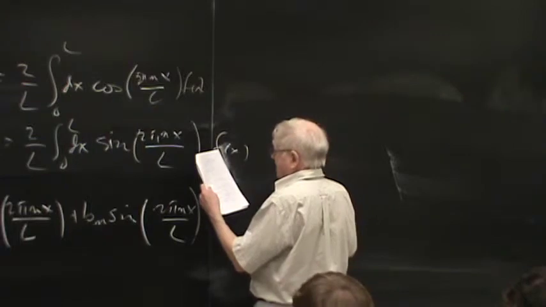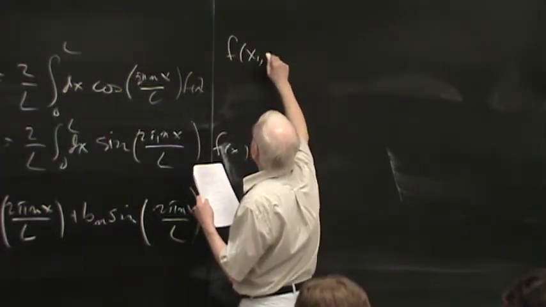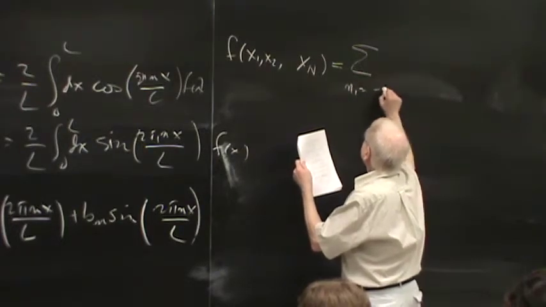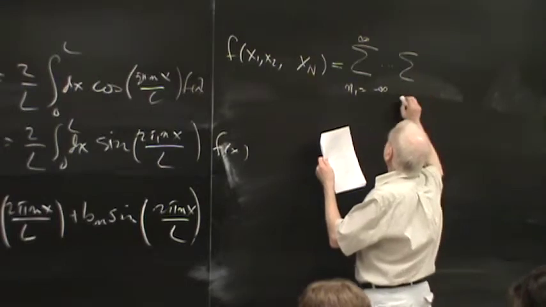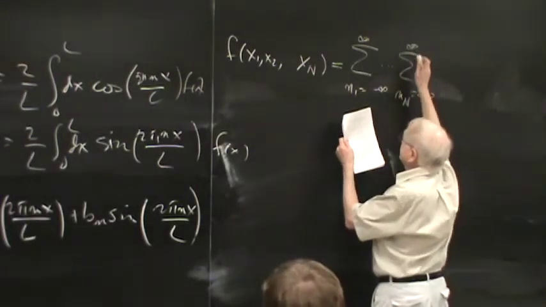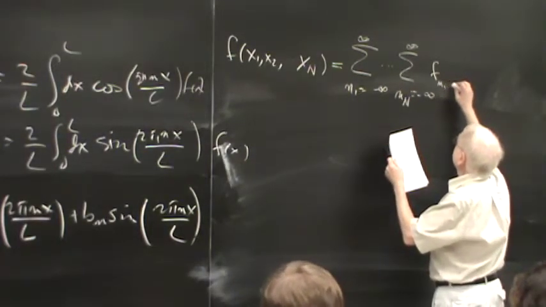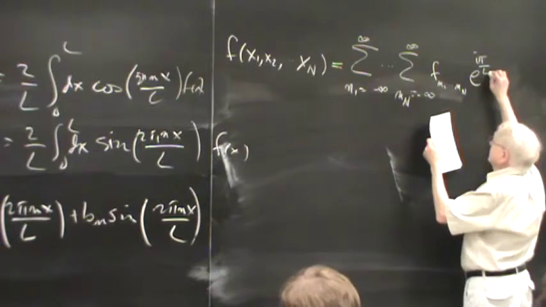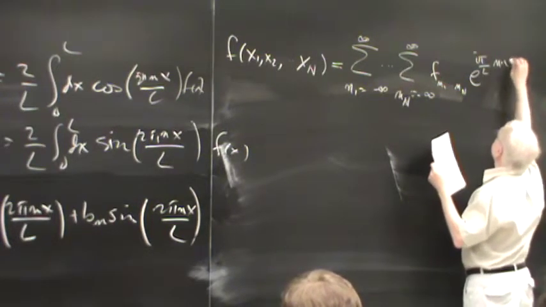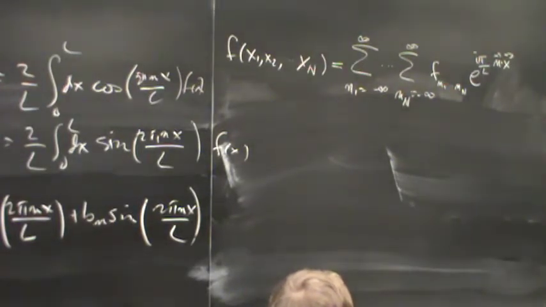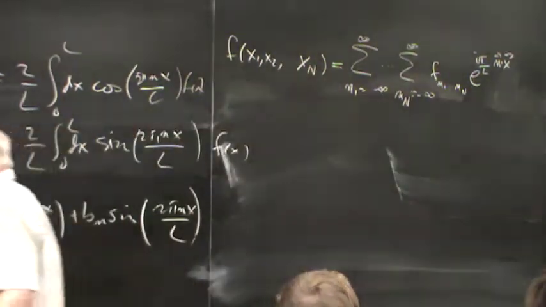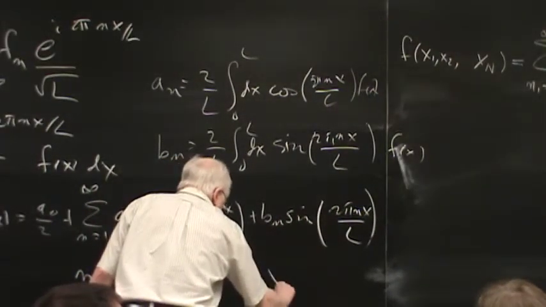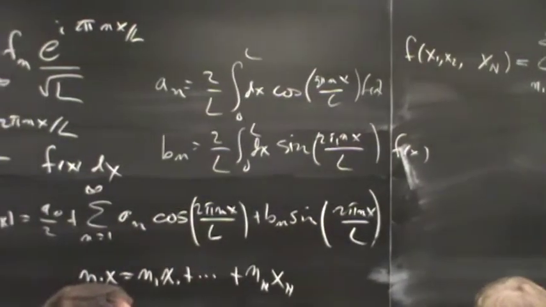capital N dimensions, and then we would say f of x1, x2, dot dot dot, x capital N would be a sum, n1 equals minus infinity to infinity, dot dot dot, n sub capital N equals minus infinity to plus infinity, of f sub n1 dot dot dot n sub N, times e to the i pi over L. And I'm just going to use the dot notation, n dot x, with this vector meaning that n dot x is n1 x1 plus dot dot dot plus n sub N x sub N. So it's that dot product.